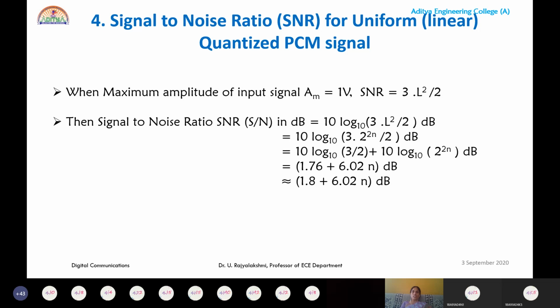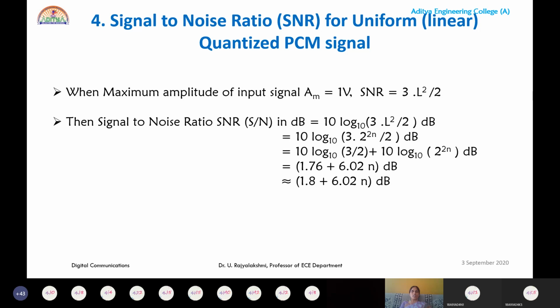And log x power y will be y log x. So what do we get? We get 20n log 2. 20 log 2 value is 6.02 multiplied by n. So finally you got the SNR in decibels as 1.76 plus 6.02 n decibels.